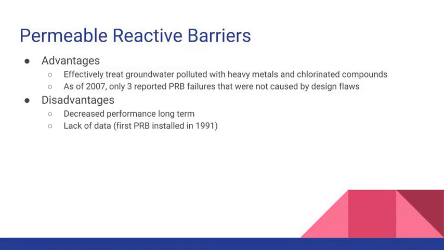An advantage of PRBs is that they have a history of being effective. As of 2007, only 3 PRB failures have been reported which were not caused by design flaws, meaning if designed correctly, a PRB will more than likely perform as intended. However, a disadvantage is that PRBs are relatively new. The first one was only installed in 1991, meaning that long-term data doesn't exist yet, and from the data that has been recorded, there is a suggestion that there is a decreased performance associated with long running times.